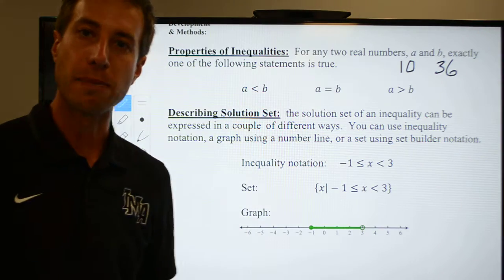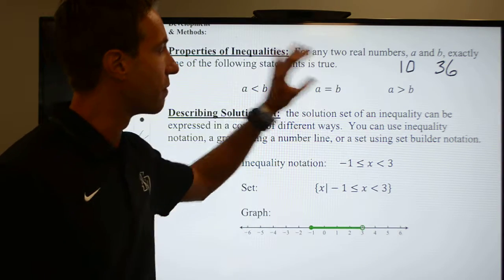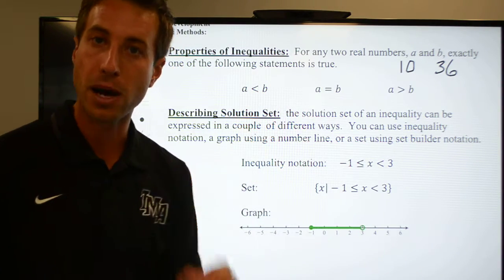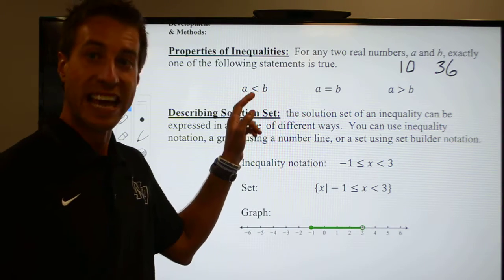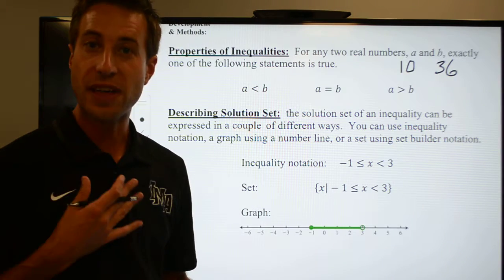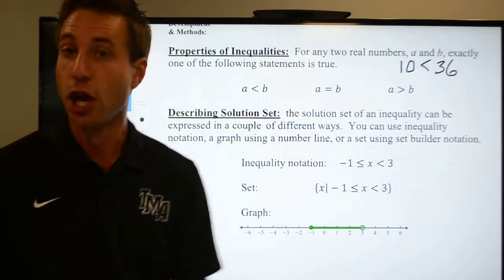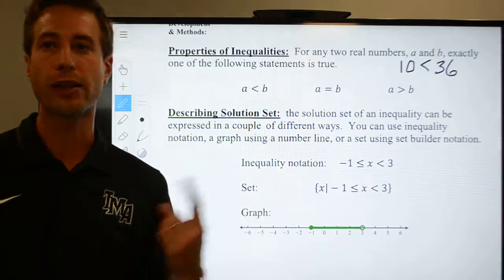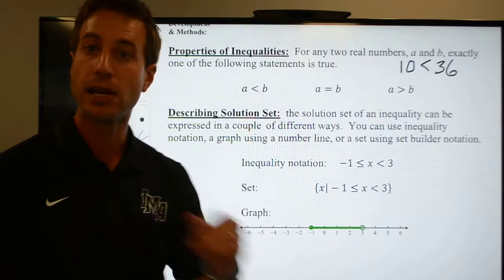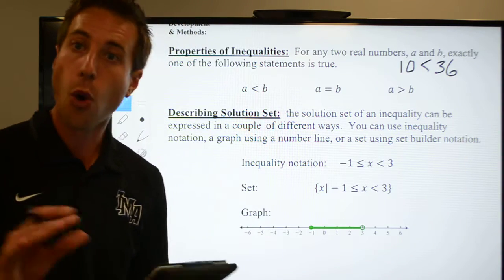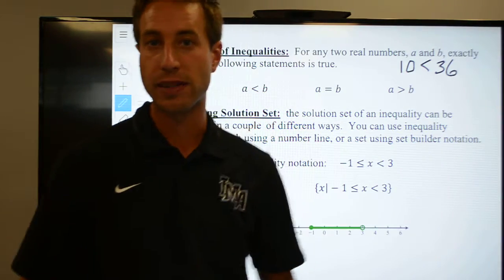What I want you to think about is no matter what two numbers you pick, one of these three things must be true. Either the first one is smaller than the second one. That happens to be what I have. 10 is less than 36. You may have picked two numbers and said, I only have one favorite number, so I'm just going to pick it twice. In which case, the two numbers are equal to each other. Or you may have picked two numbers where the first number is bigger than the second number.